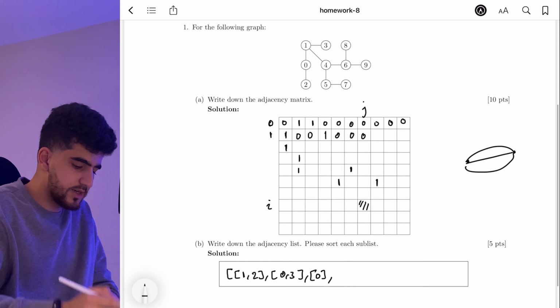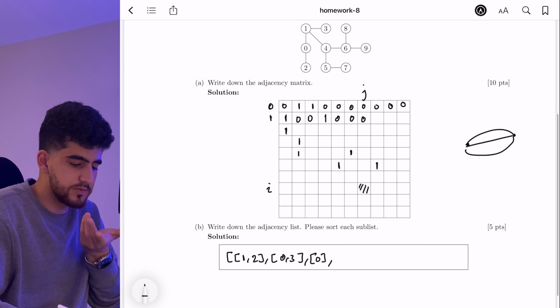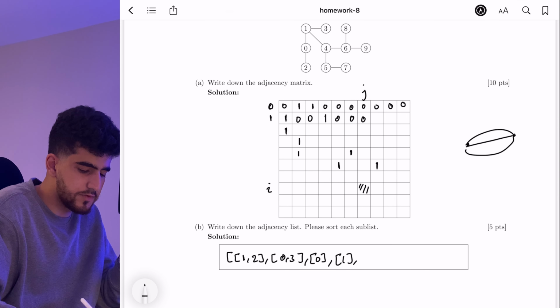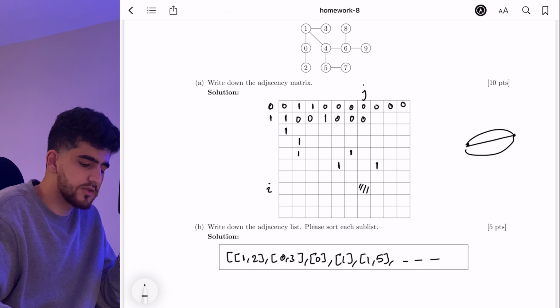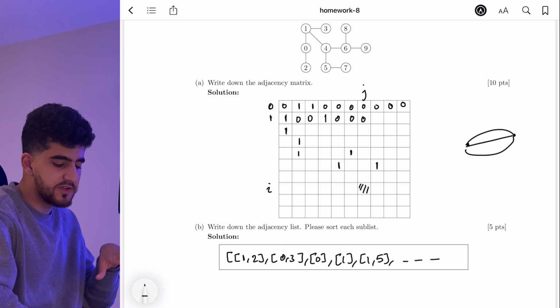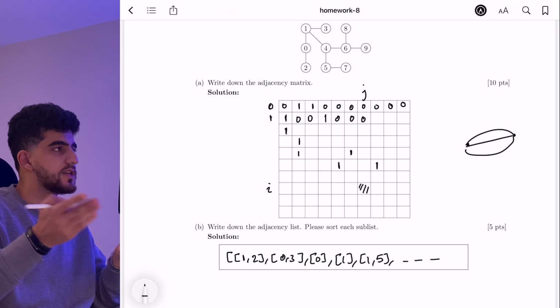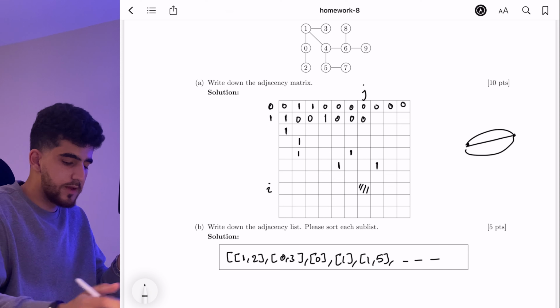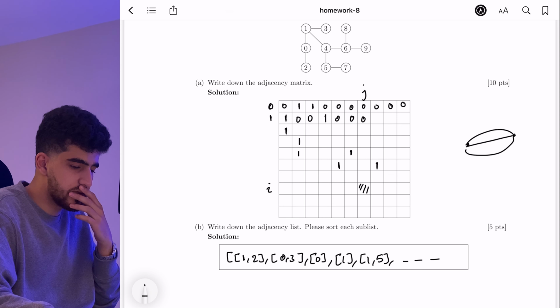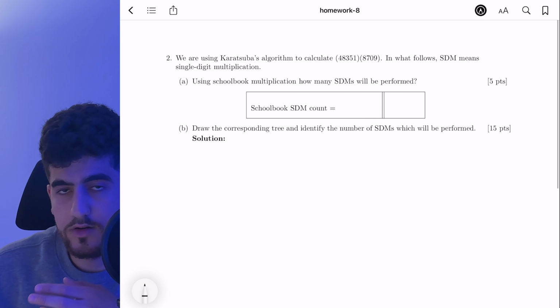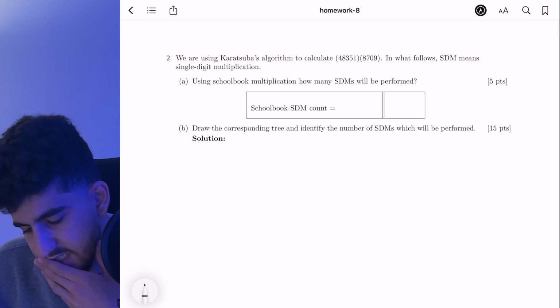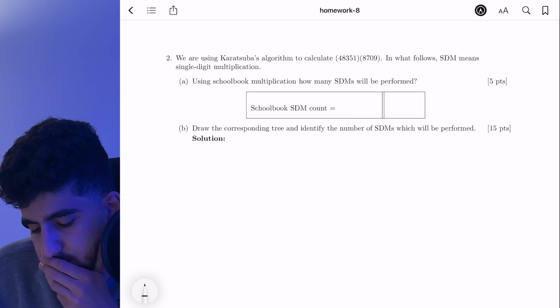This problem is also a very easy problem. For vertex 3, it is only connected to 1. For 4, it is connected to 1 and 5, and so on. So this way you can just find out to which vertices it is connected and just write them. Okay, so the first problem was very easy. Now let's talk about the second problem.